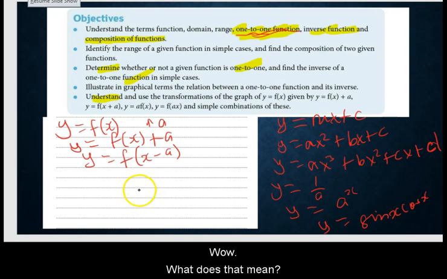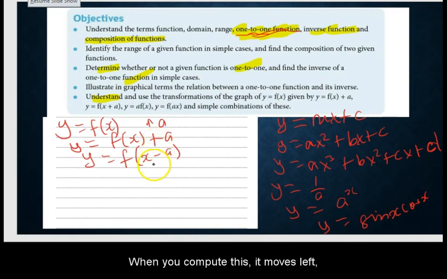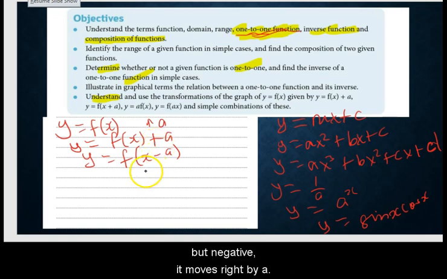Wow, what does that mean? The graph will move right by a. It moves right by a. This is negative, this is positive. When you compute this, it moves left. But with negative, it moves right by a.